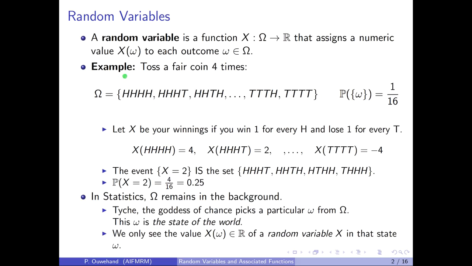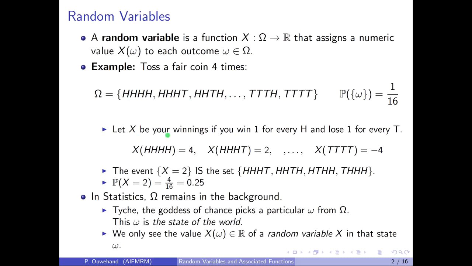Here's an example. We toss a fair coin 4 times. In that case, there are 16 possible outcomes, so the sample space has 16 elements ranging from heads, heads, heads, heads, heads, heads, heads, tails, all the way down to tails, tails, tails, tails. If the coin is fair, then each outcome is equally likely, and therefore the probability of any outcome is 1 over 16. Let us now define a random variable on this sample space.